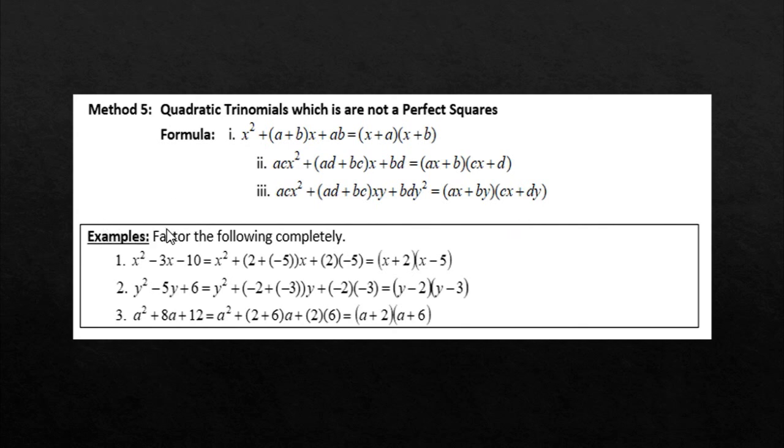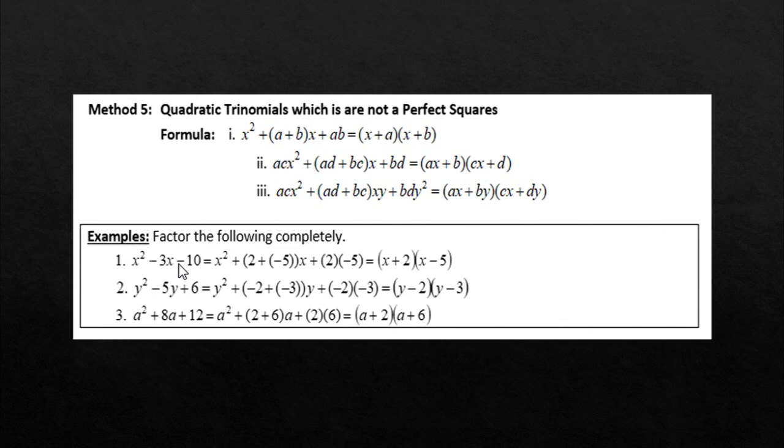Okay, let us have examples. Factor the following completely. Number 1, x squared minus 3x minus 10. This can be factored out by, okay, let us copy x squared. Plus, we use the formula 1. Plus, a plus b. Asa man ni atong a plus b gikuha? So, diri na siya gikan sa atong factor sa 10. Ang atong 10 can be 5 times 2, right?